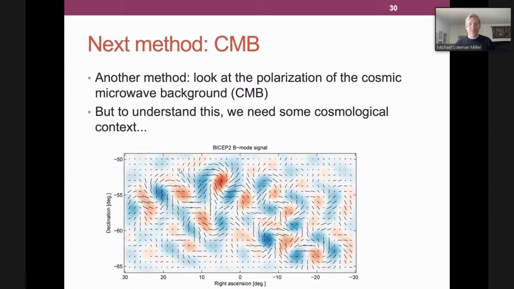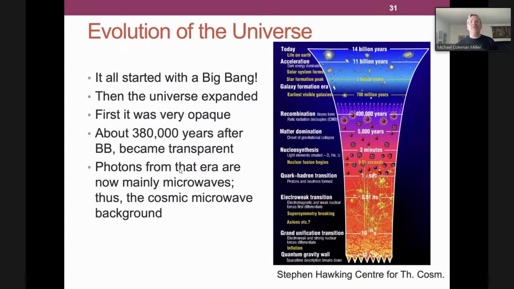The next method is one that is interesting for its implications and also for the sociology of science that it reveals. We're thinking about here the cosmic microwave background. And to understand that, I want to give you some cosmological context. You know that the universe started with a big bang and expanded. And early on, when the universe was relatively small, it had very high density.